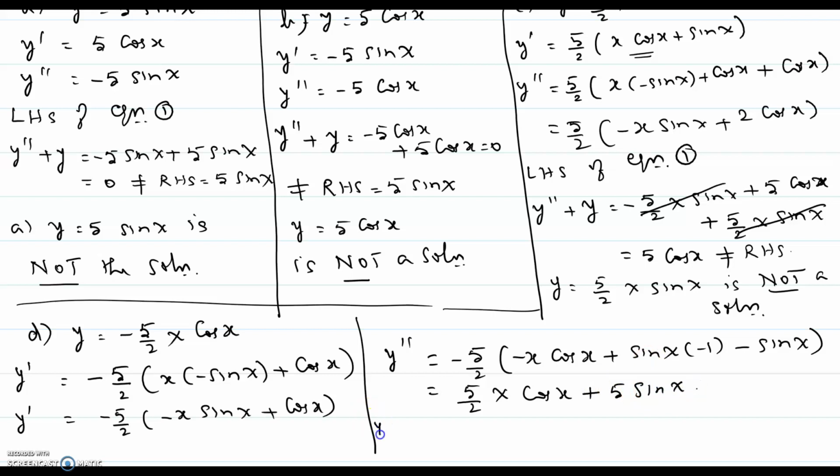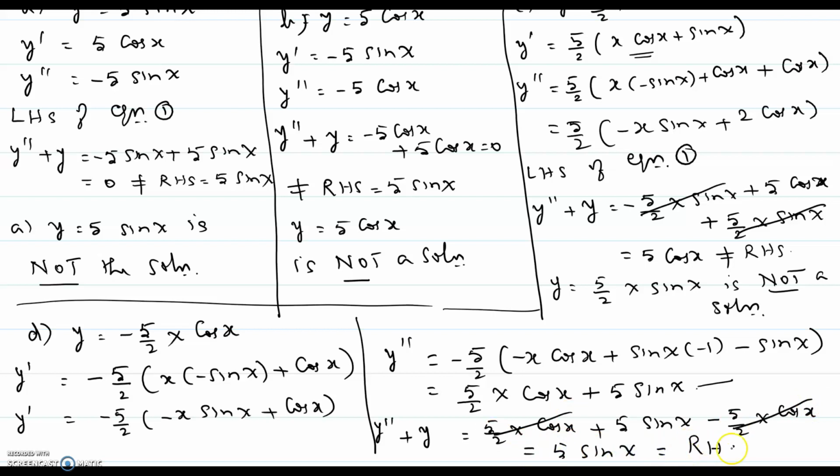So now if we do y double prime plus y, which is the left hand side of the equation, that will be 5 halves x cosine x plus 5 sine x from the previous step, then plus y, which is negative 5 halves x cosine x. These two cancel out, leaving you with 5 times sine x, which is exactly the right hand side of the given equation.